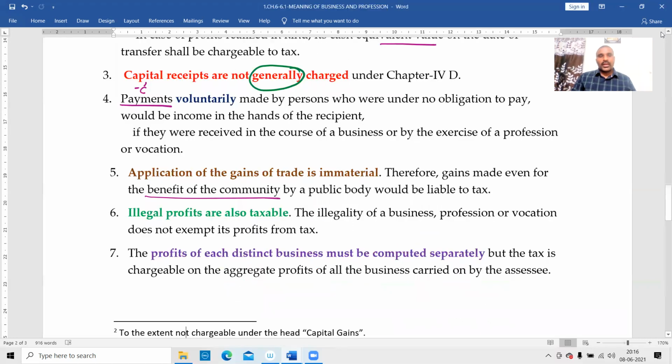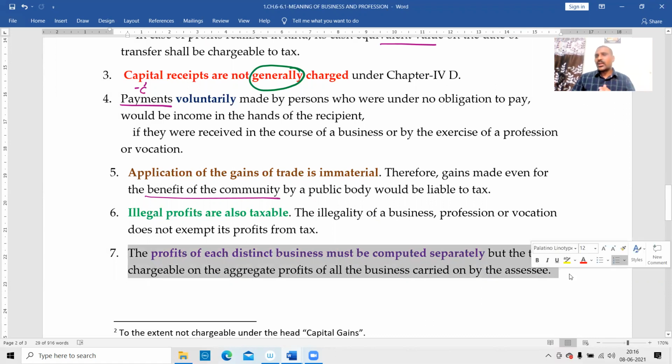Then next, the profits of each distinct business must be computed separately, but the tax is chargeable on the aggregate profits of all business. There is some contradiction when we deal with the block of assets concept. In section 32, depreciation, we come across a topic called block of assets. Section 2(11) deals with the concept of block of assets. There we are combining the business. I cannot say it is purely an exception. There is some contradiction between this point and that point.